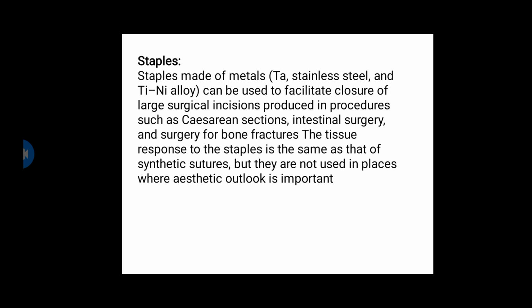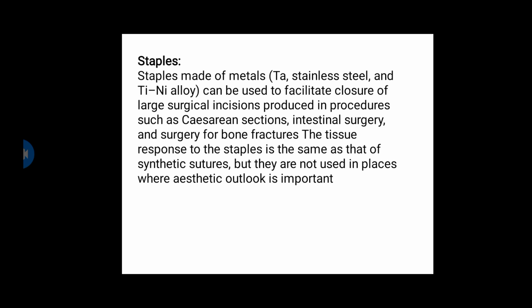Staples are made of metals, for example tantalum, stainless steel, and titanium nickel alloy, which can be used to facilitate closure of large surgical incisions produced in procedures such as C-sections, intestinal surgery, and surgery for bone fractures. The tissue response to staples is the same as that of synthetic sutures, but they are not used in places where aesthetic outlook is most important.